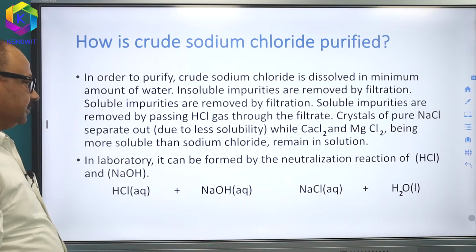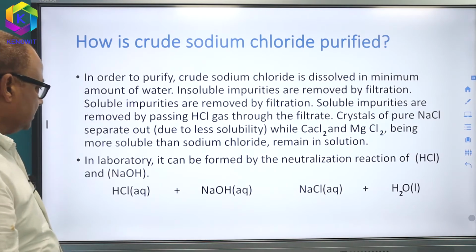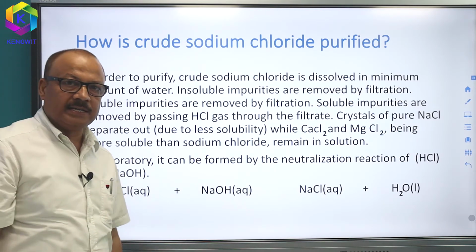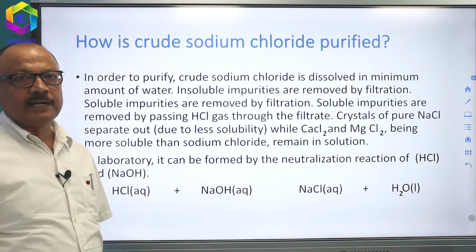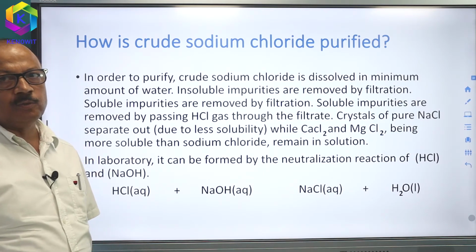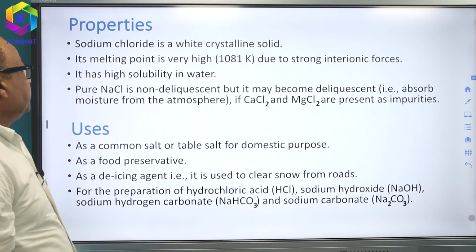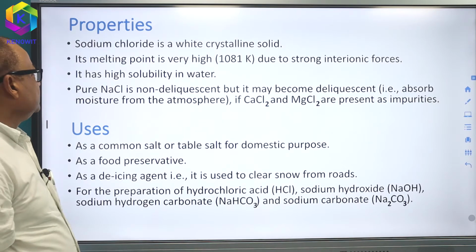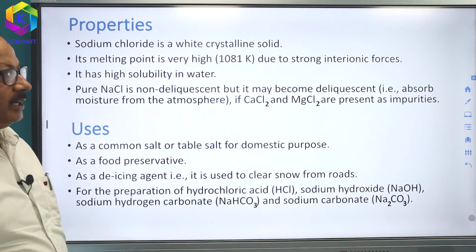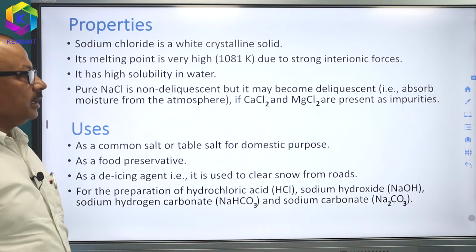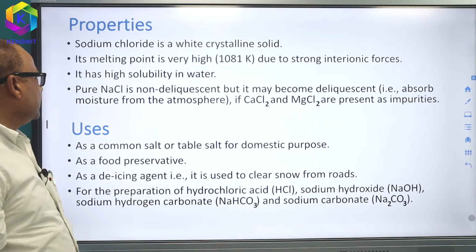In the laboratory, it can be formed by the neutralization reaction of HCl and NaOH. HCl is a strong acid and NaOH is a strong base. So, after neutralization, sodium chloride plus water is formed. Then properties. Sodium chloride is a white crystalline solid. Its melting point is very high, 1081 Kelvin, due to strong interionic forces. It has high solubility in water.